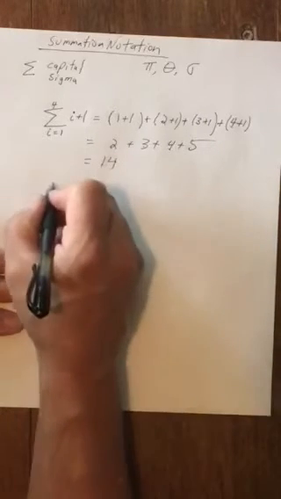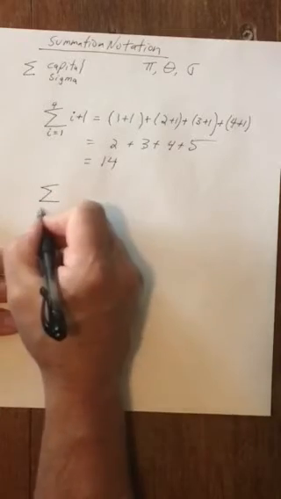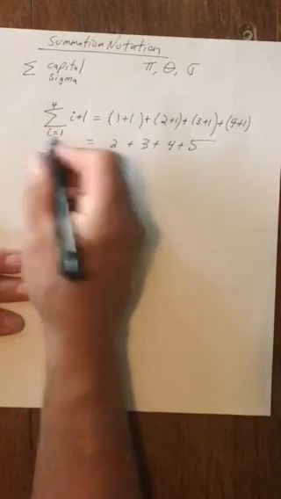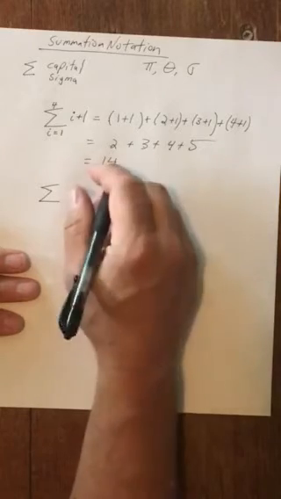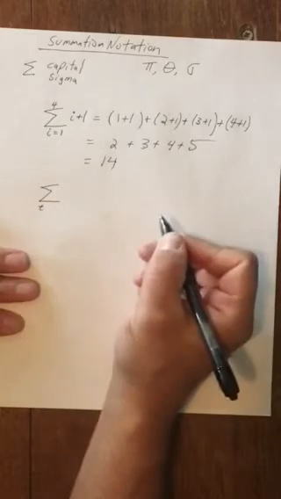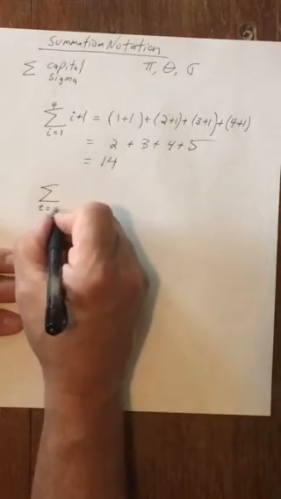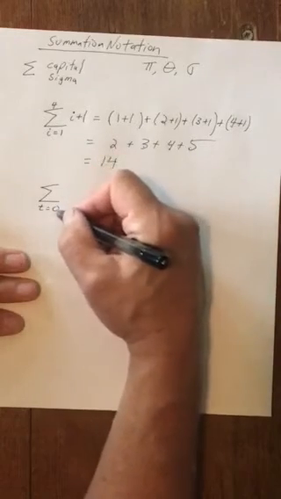Okay, so let's do another one. It doesn't have to be i. Normally it's going to say i for that index, but it could be anything. So let's make it a different letter. Let's say t, and let's start at 0. It doesn't have to start at 1. It could be anywhere. It could start at 0. It could be a negative number.